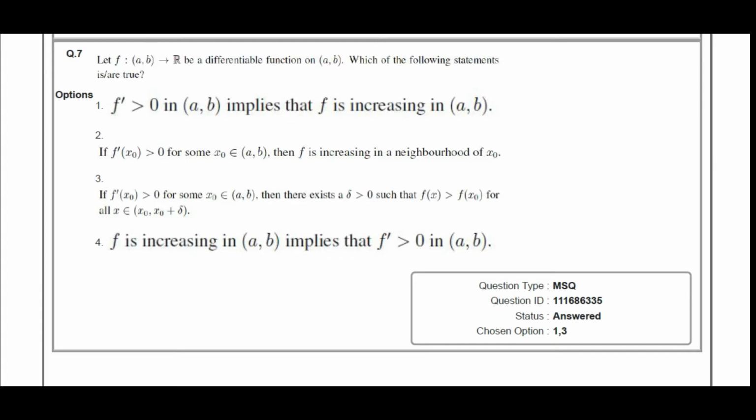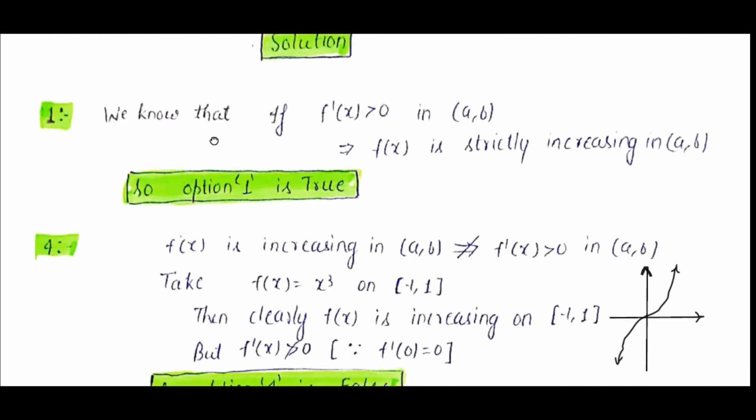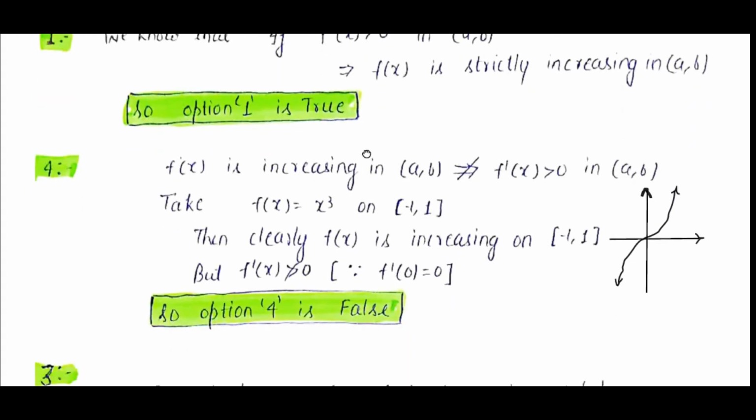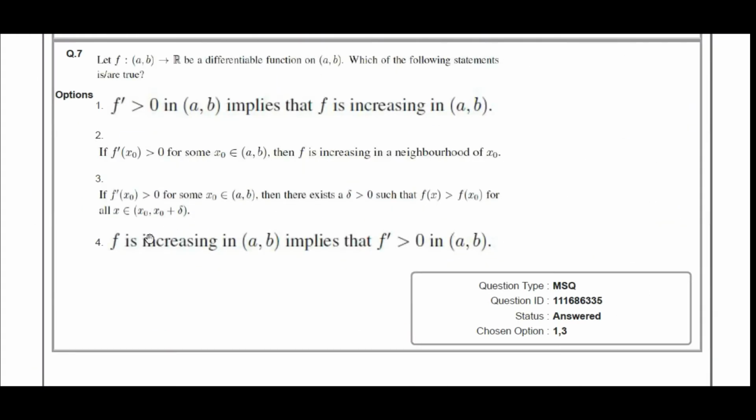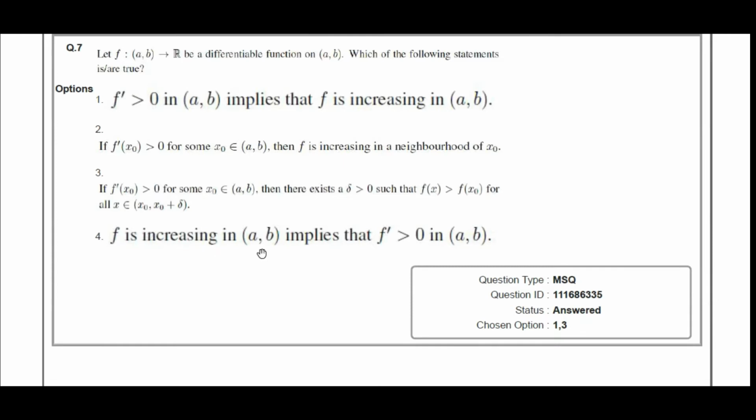For option 1, we have a very famous result, that is if f' is greater than 0 in open interval (a, b), then f(x) is strictly increasing in open interval (a, b). So option 1 is true, that is quite easy. For option 4, it says if f is increasing in open interval (a, b), then this implies f' is greater than 0 in open interval (a, b). This is false. The reason is here.